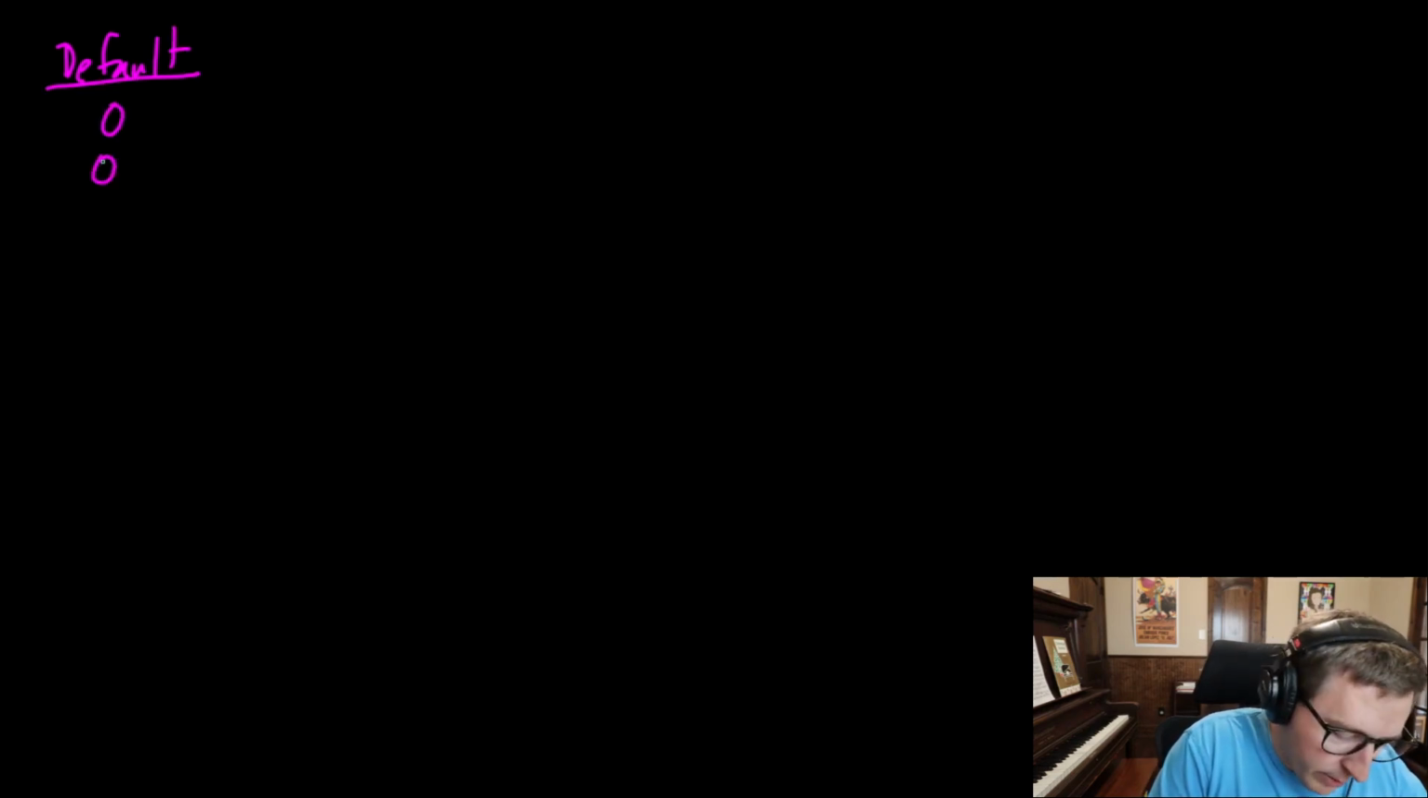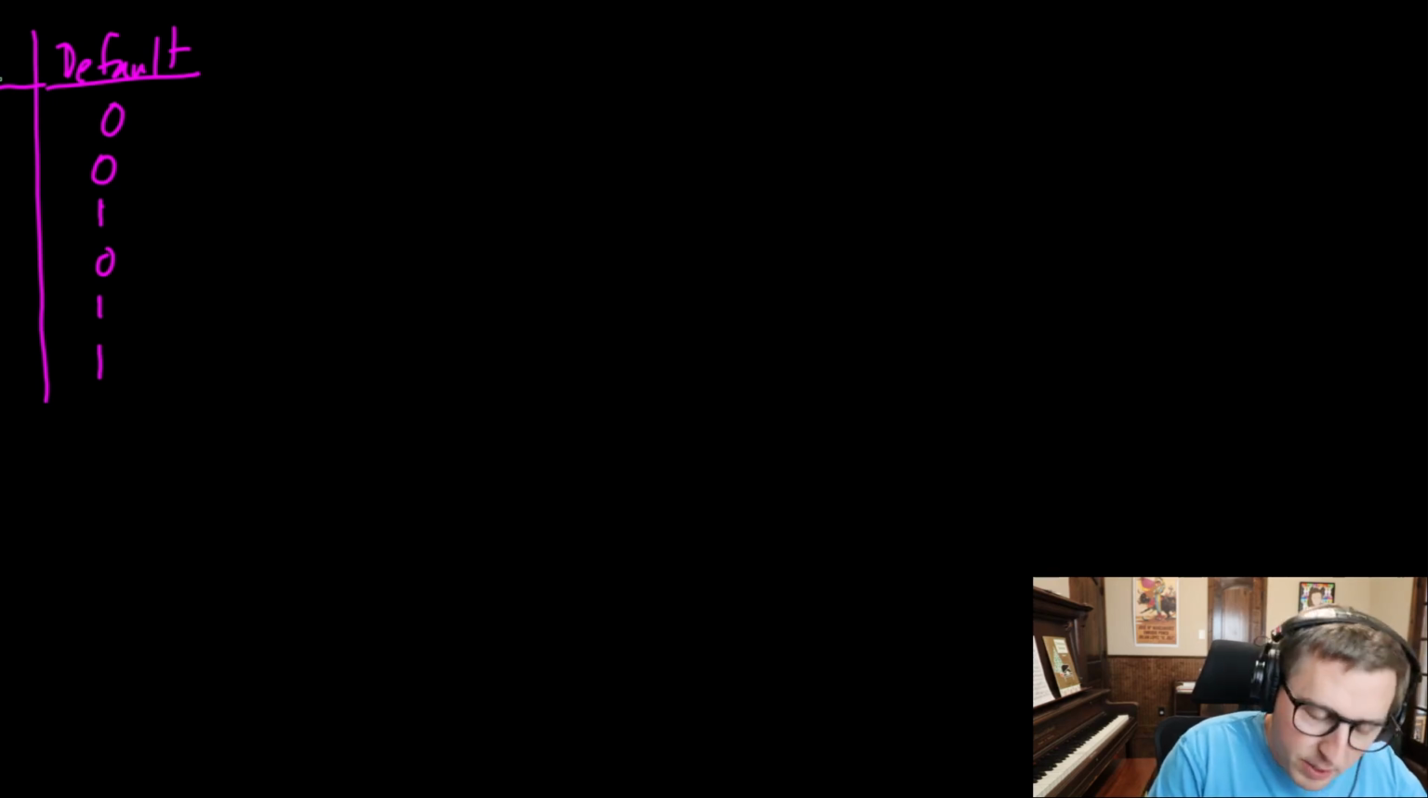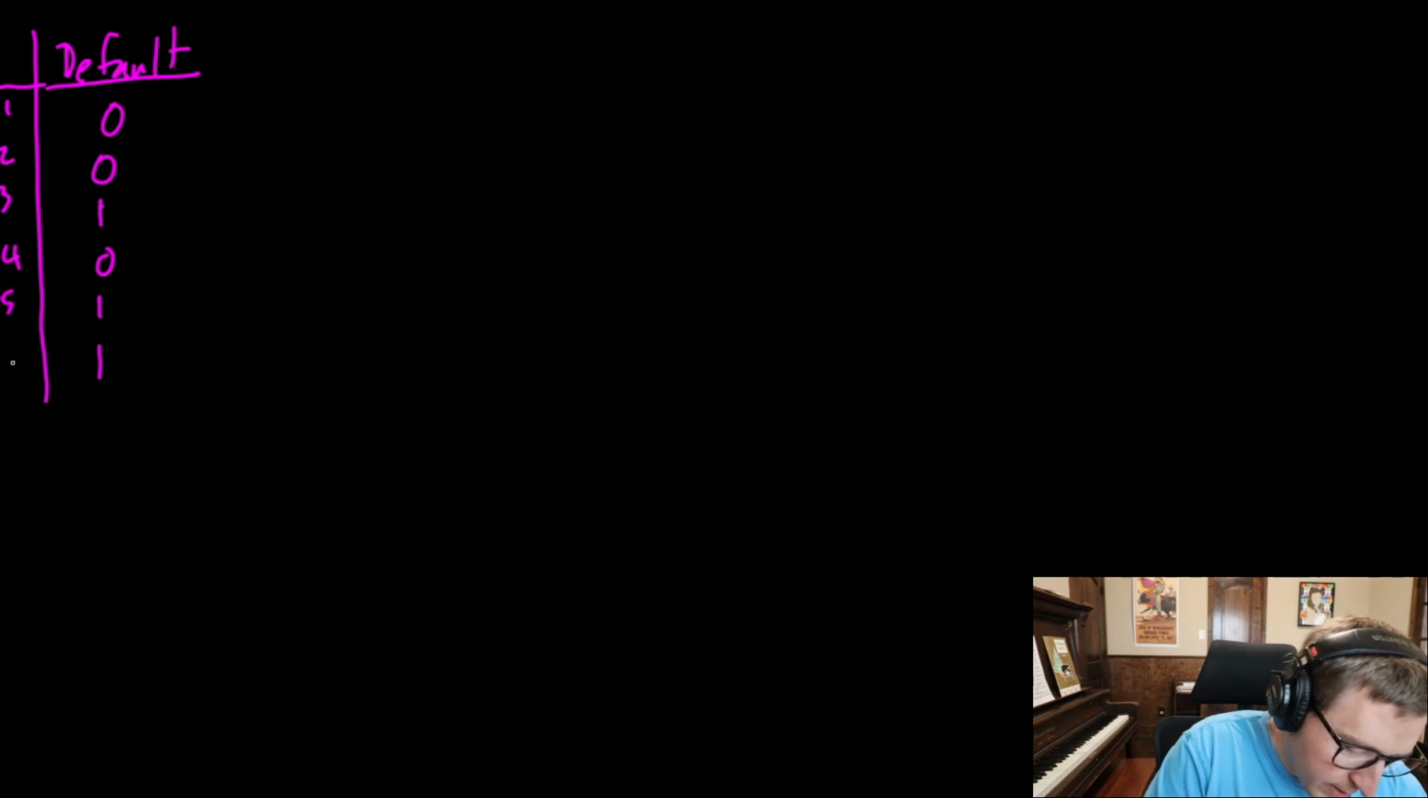Okay, so let's start off with our data here. We're going to have default, and this is what we're modeling. This is our dependent variable, and we have 0, 0, 1, 0, 1, 1. So if you think about this like an index inside of Python or some sort of customer ID, you have 1, 2, 3, 4, 5, and 6.